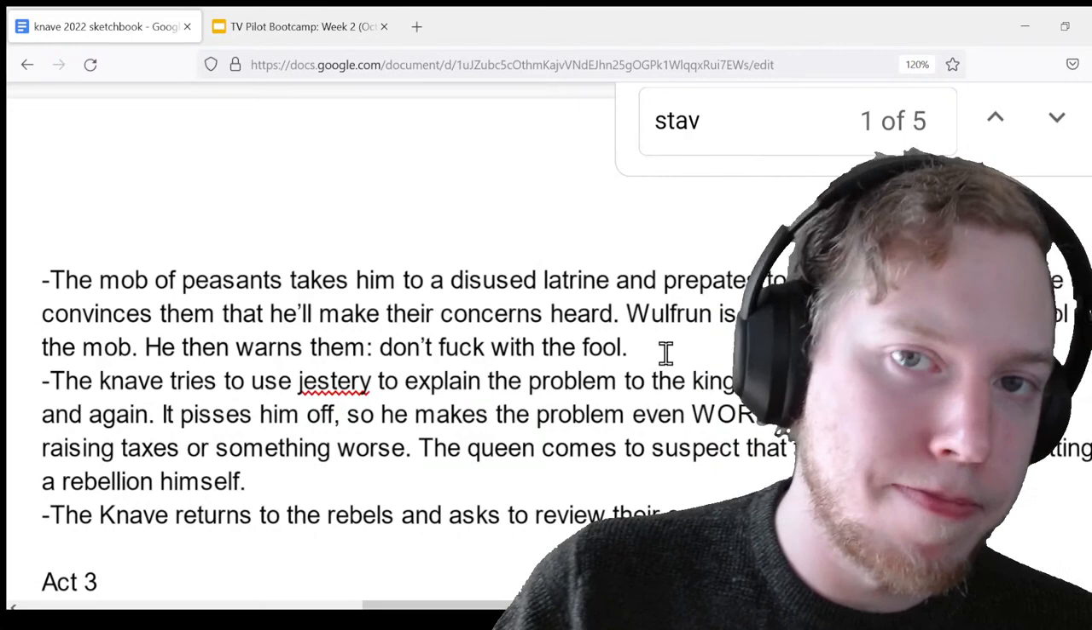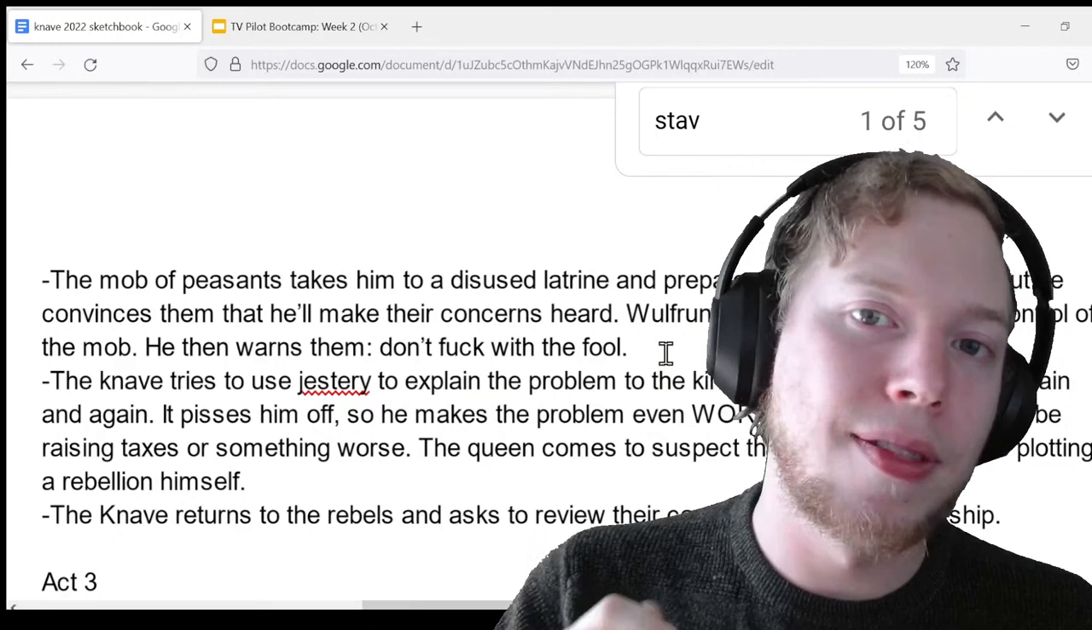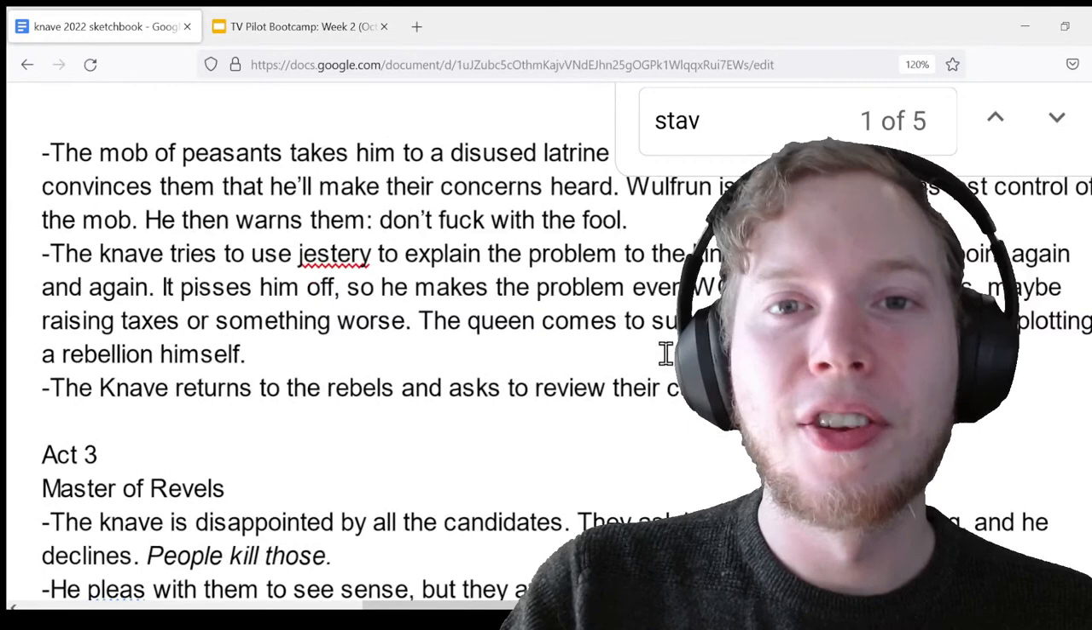So he manages to convince the peasants to back off and let him bring this up with the king, and it turns out that the two organizers of the peasants, they lose control of the mob. And basically the Knave warns them, don't mess with the fool.